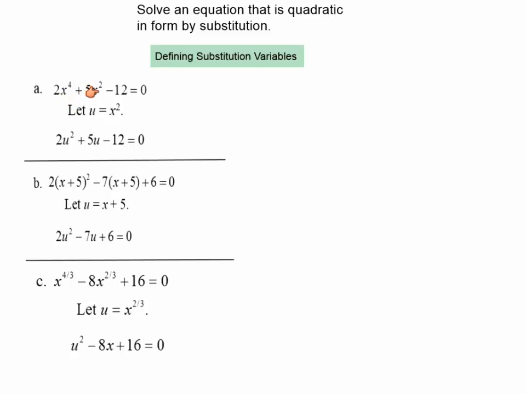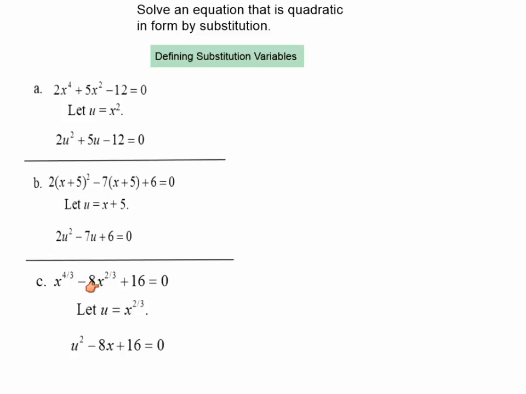If you look at these two variables, you see one of them is the square of the other one. So if I square this one, x to the power of 2, I get this. Take a look at the second example here. If I square this term here, x plus 5, I get x plus 5 squared.